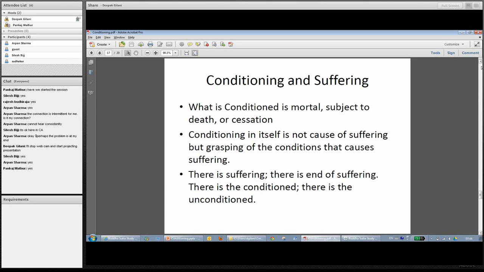So anything which is conditioned is subject to death or subject to cessation. And we are not saying that conditioning is something bad. As a body we need this conditioning, otherwise we won't be able to survive. But we are saying that in this conditioning we want to see how our mind is grasping on things. So the goal is to see our grasping, and seeing our grasping on things is something which will possibly release this grasp.